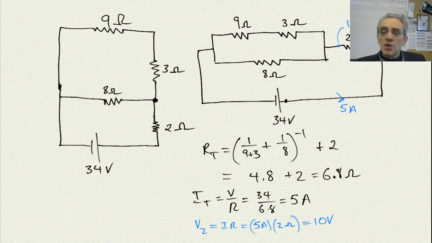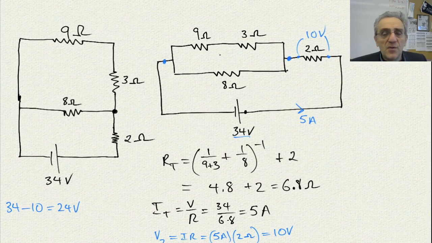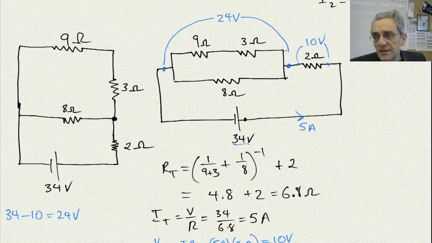Okay? Now that I have done that, this problem becomes a lot easier because it becomes very similar to the problem before. Since I start out with 34 volts, and I'm losing 10 of that 34, at this point I have 34 minus 10, which gives me 24 volts left. Let me move that over just a bit so you can see that better. That means from here to here, I have 24 volts like that.